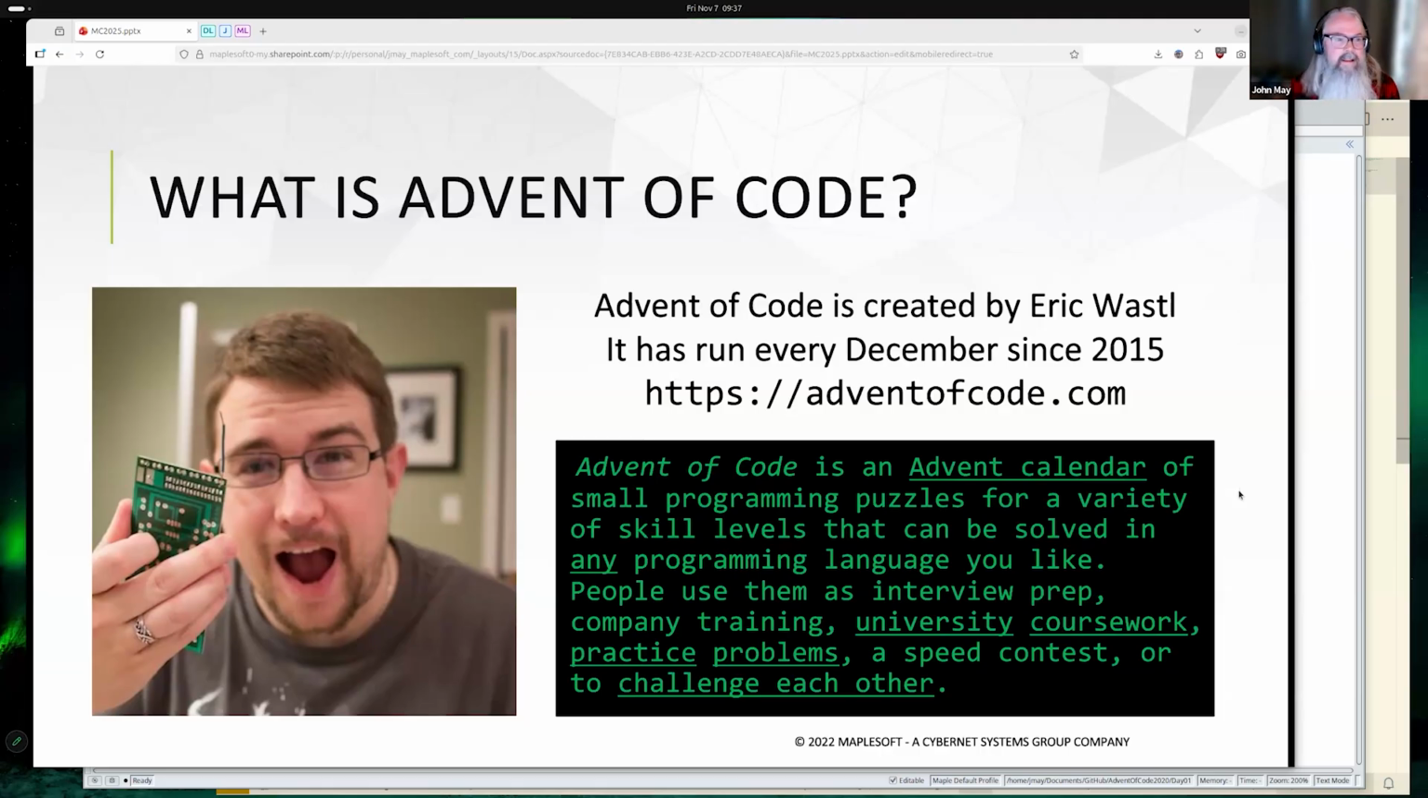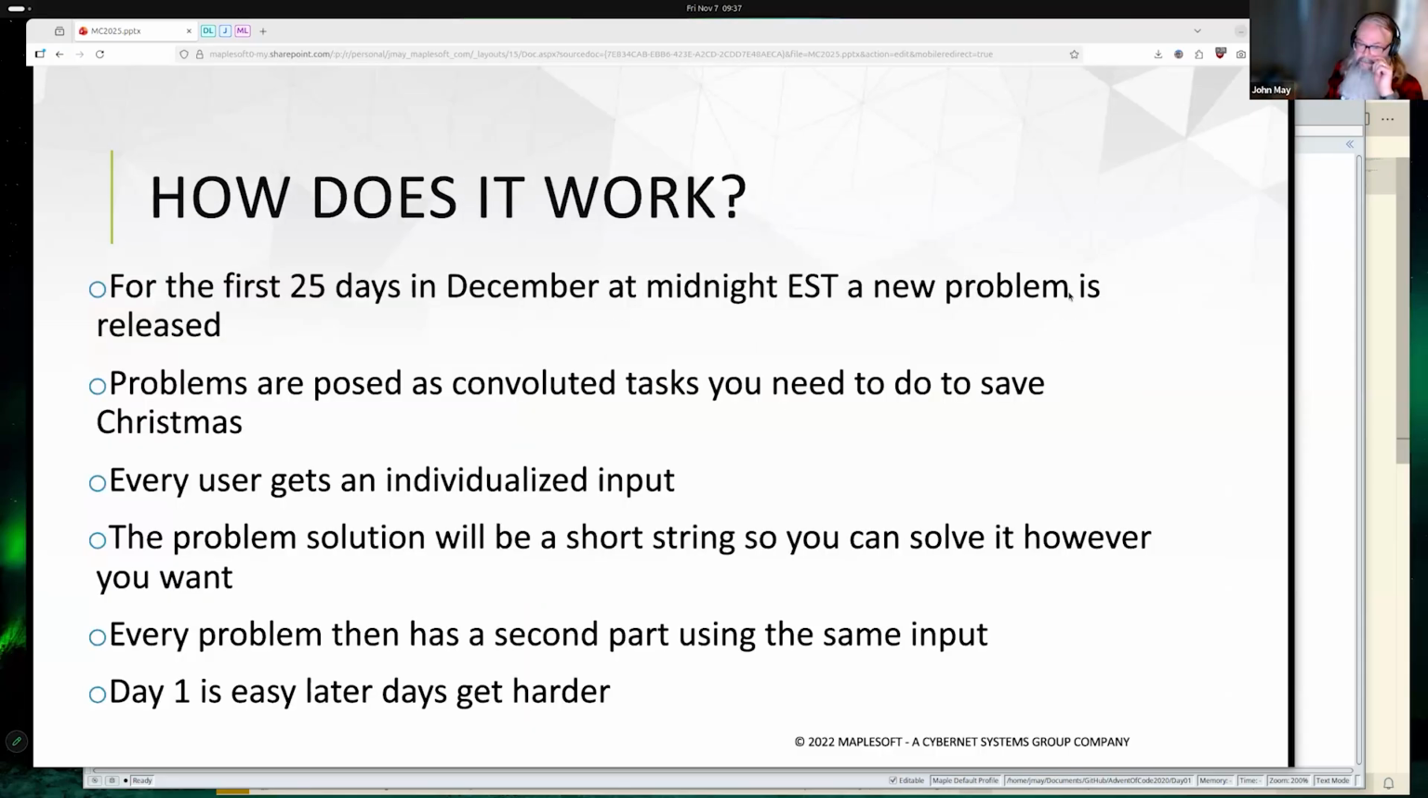But let's talk a little bit about these puzzles. So 25 days, there's a new puzzle released at midnight every day. It's not presented in a computer science fashion. Instead, it's a story about you, the programmer, helping elves save Christmas. And so it's convoluted. There's a reading comprehension issue, in addition to actually solving a programming puzzle.